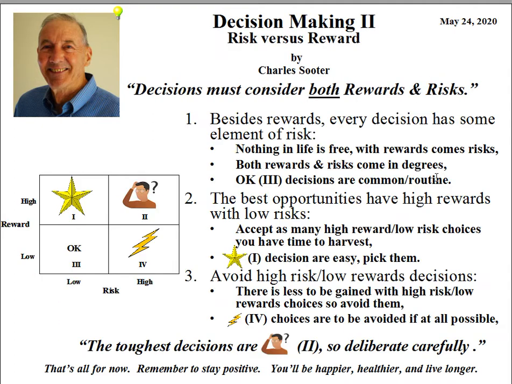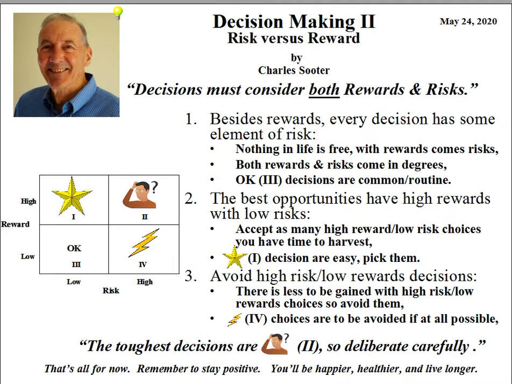So the reason I'm deliberating on risk versus reward is that on May 24th we're still in the middle of a pandemic where many people are self-isolated, with some beginning to choose opportunities to get out and enjoy some freedom, but they all come with some risks. So my main message is, decisions must consider both rewards and risks. If you're going to go to the beach, there's going to be a lot of people there. How do you protect yourself?